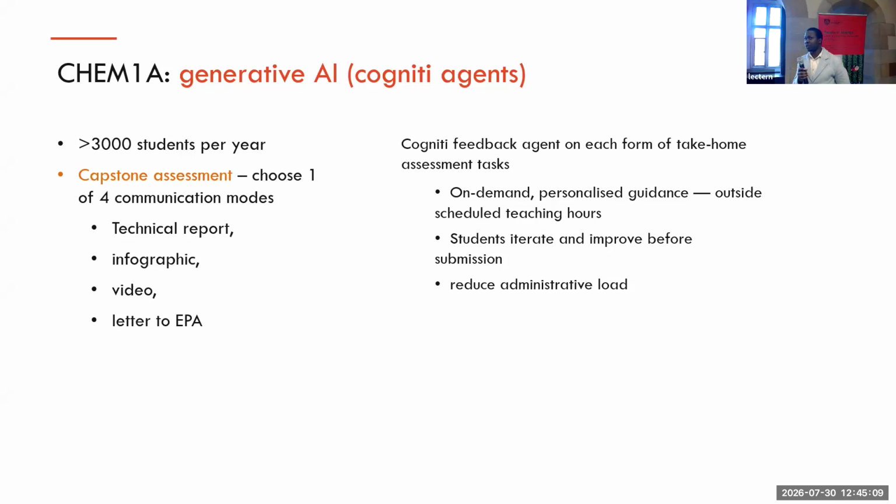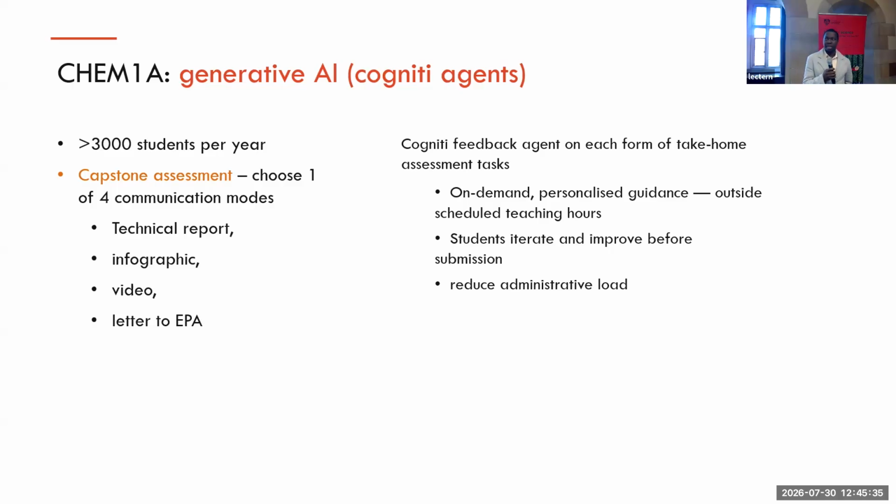So what we decided to do was, for one of the assessments, which is the capstone assessment for the labs, they choose one communication mode. It can be a technical report, it can be an infographic, it can be a video, or we ask them to write a letter to the APA to communicate their lab findings. So we are trying to teach them how to communicate their scientific understanding.